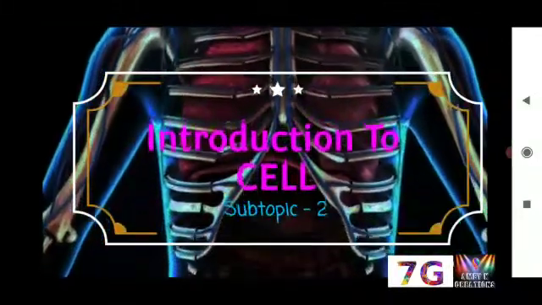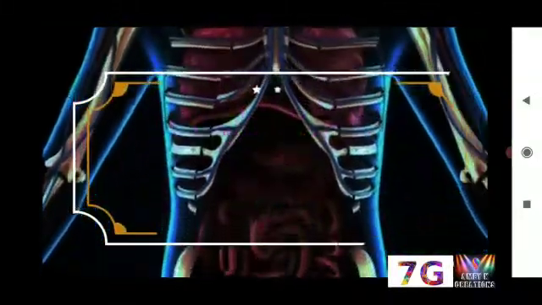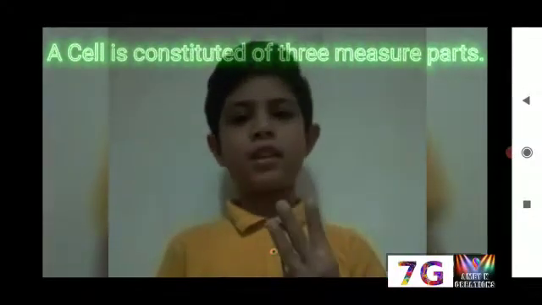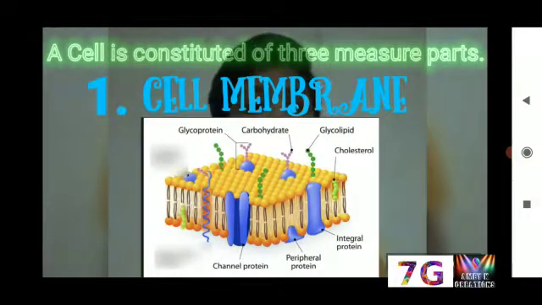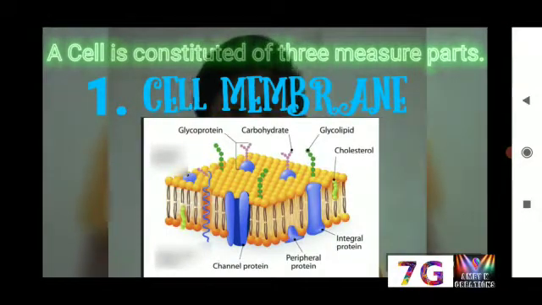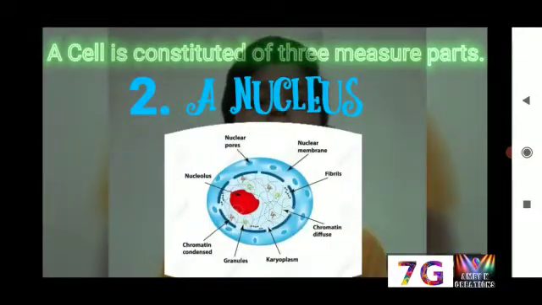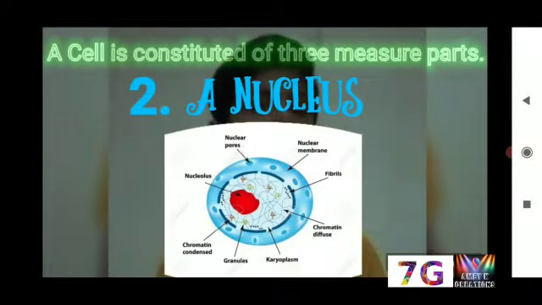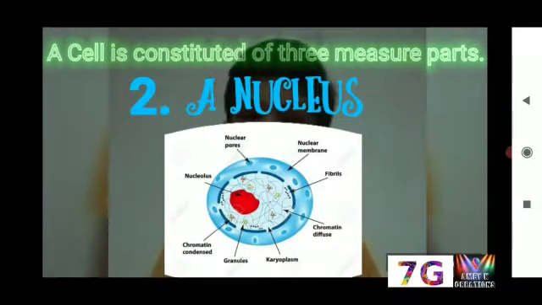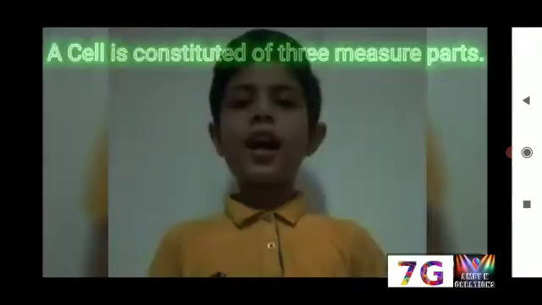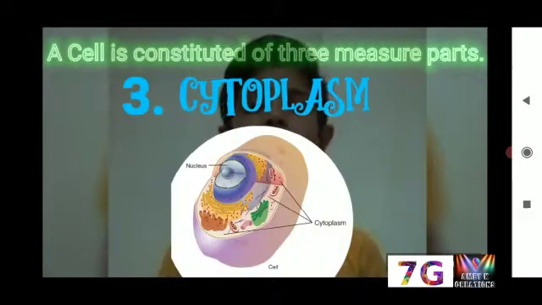Introduction to cell. Subtopic 2. A cell is constituted of three major parts. First, a thin outer layer called the cell membrane. Second, a spherical structure located at the center called the nucleus. Third, a jelly-like substance surrounding the nucleus called the cytoplasm.